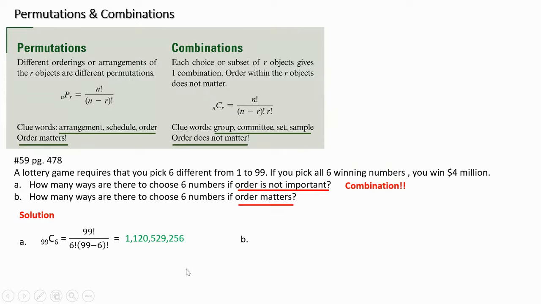Now for part B, order matters. So this is going to be permutation. So again, same formula, but this is going to be a lot more. So that's your answer right there, guys. 806 billion, 781 million, 64,320.